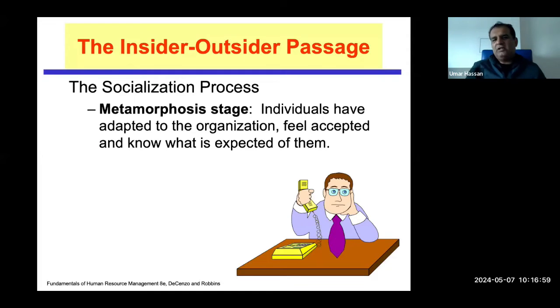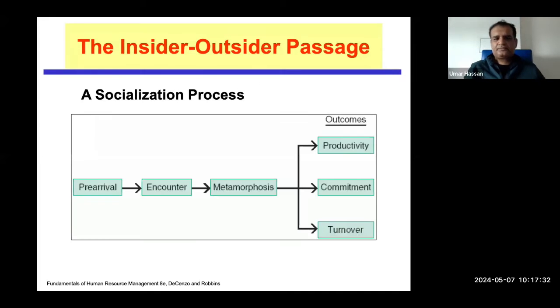So when the individuals adapt to the organization and they feel accepted and know what is expected of them, then this is called the metamorphosis stage. This is the stage where the result of the orientation and socialization process starts to happen. The employees get to know that, all right, this is how things are being done over here. These are my set of core values, and this is how I do things over here. So will I be able to be a good match in the organization, or how are things going to proceed?